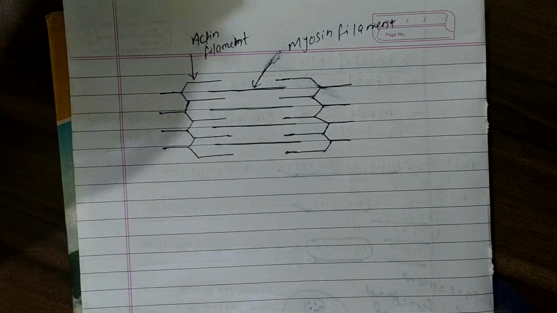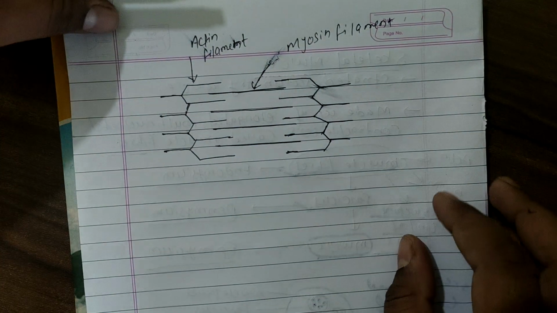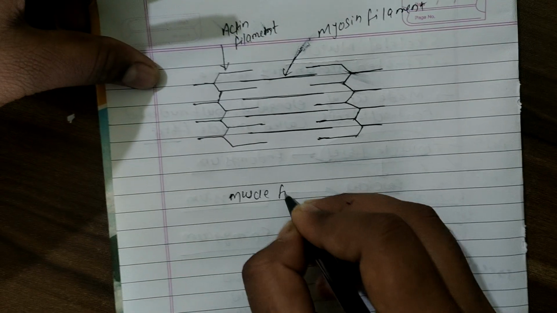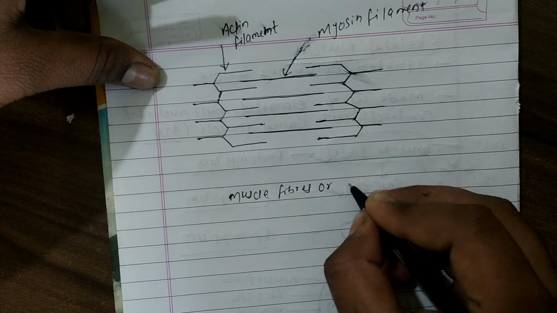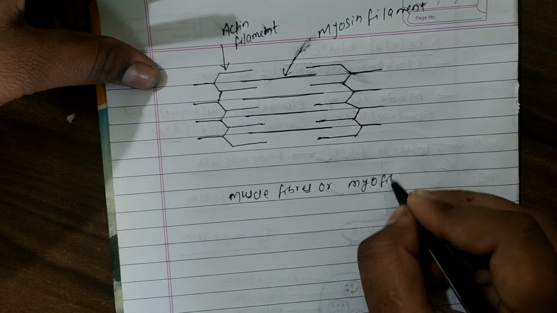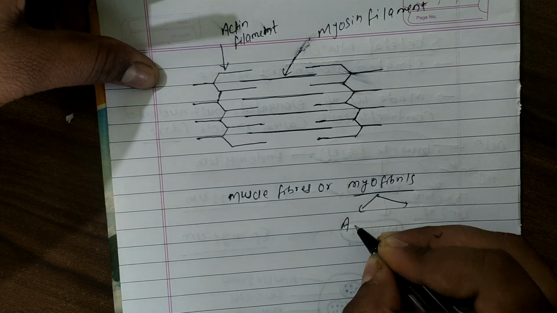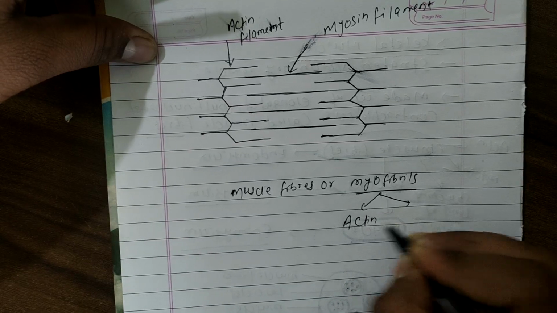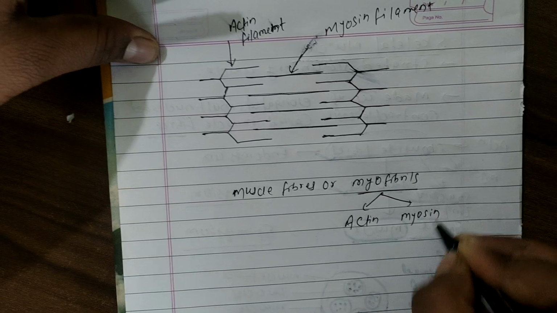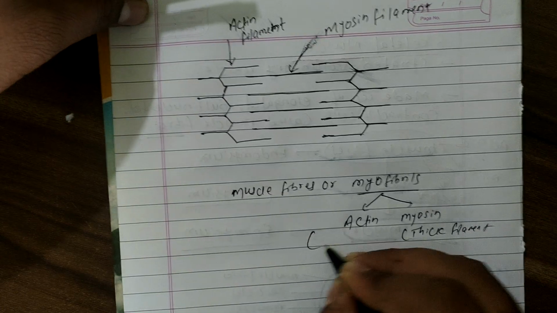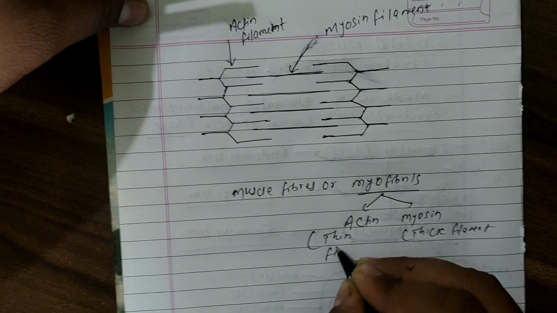Now let's move to the ultrastructure of the muscle fibers. As we discussed earlier, the structural unit is the muscle fiber or myofibril, and this myofibril is made up of two filaments, actin and myosin. This one is known as the thick filament, and this is known as the thin filament.